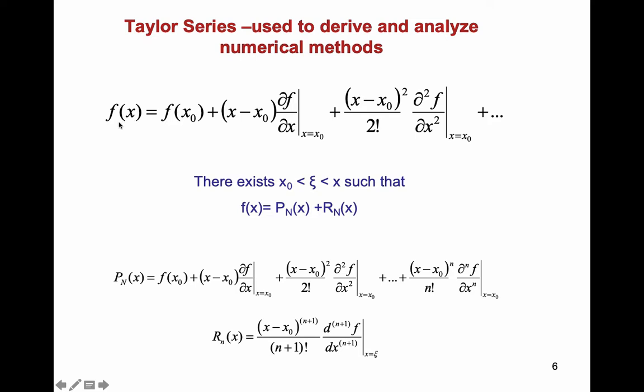So Taylor says, if I want to compute a value of a function at some point x, I can take a value of that function at a nearby point x0, plus the difference between the two points times the first derivative evaluated at x0, plus the difference squared over 2 factorial times the second derivative, and so forth. And I can keep going. I never keep going; I stop at some point.